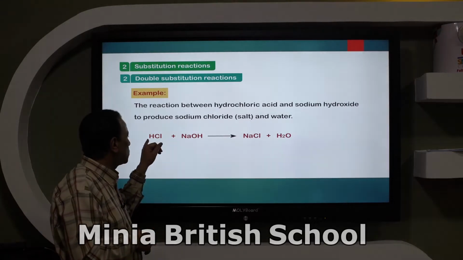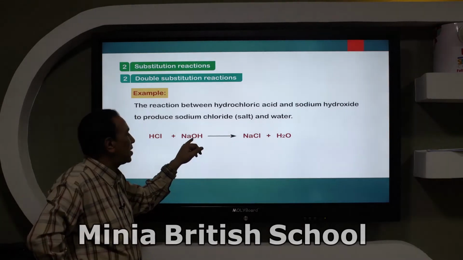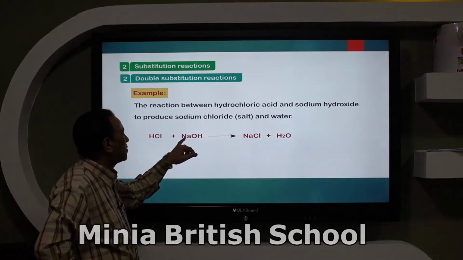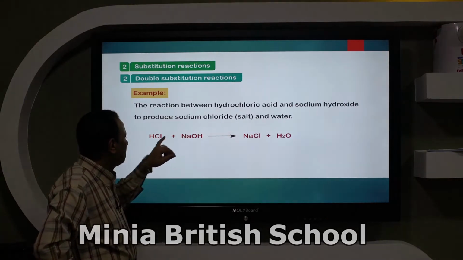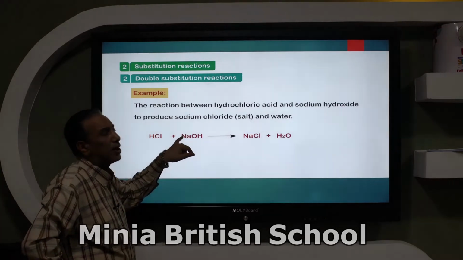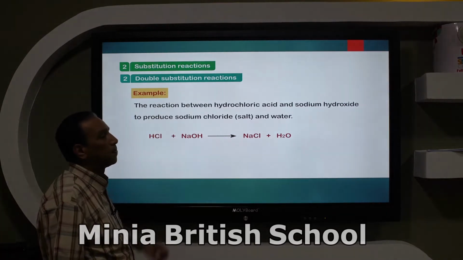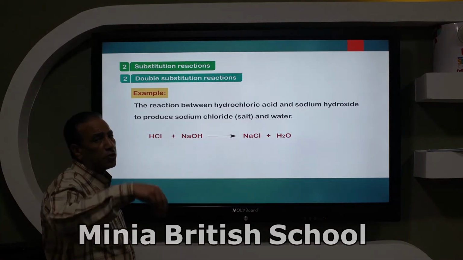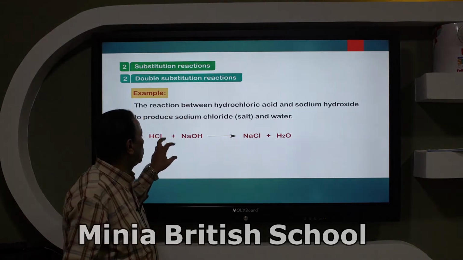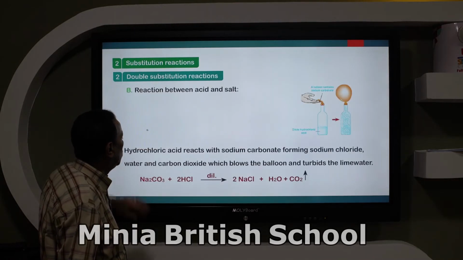The positive ion of the first one, which is the hydrogen, will take the OH, the negative ion of the second one, forming the water. And the negative ion of the first one will take the positive ion of the second one, forming NaCl. That means that this is a double substitution reaction. At the same time, it is a neutralization reaction, acid and alkali forming salt and water.